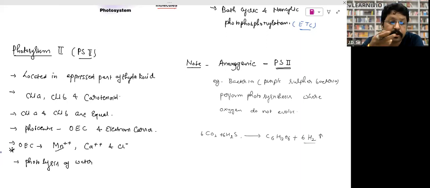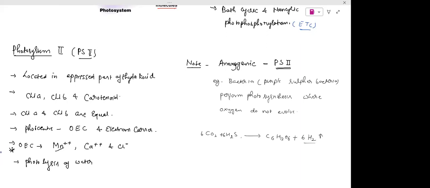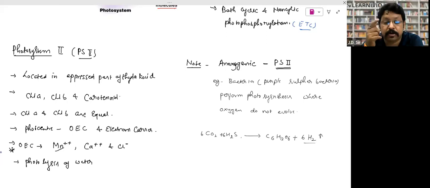Then what does it involve? Evolution of sulfur takes place, right? The reaction is written over there. Here, the hydrogen donor is H2S, not water, right? Is that clear? Yes, sir. Electron donor, please note it down. That is the question. The electron donor is hydrogen sulfide, H2S. Please note it down.